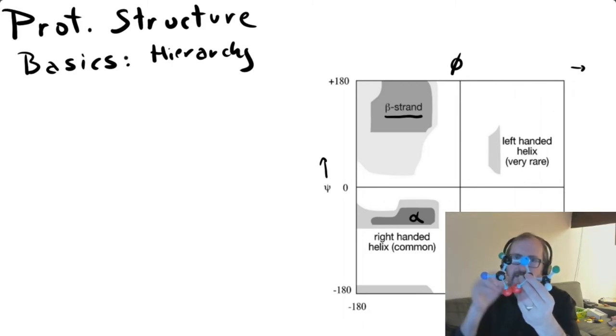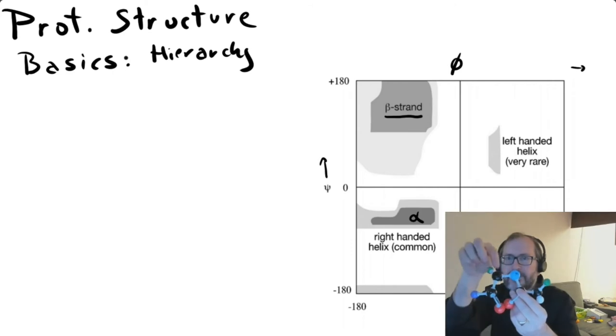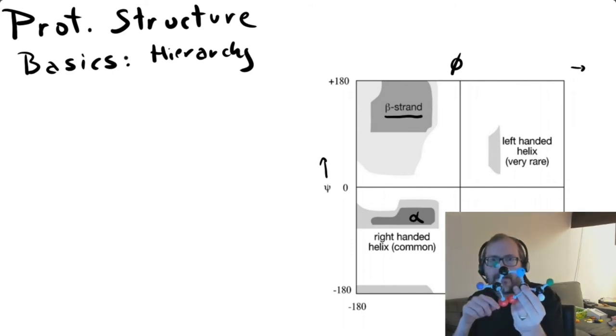There's a planarity in this peptide bond. That's a partial double bond. So that means whatever's over here will always be in trans with whatever's over here. So this alpha carbon is in trans with this alpha carbon.